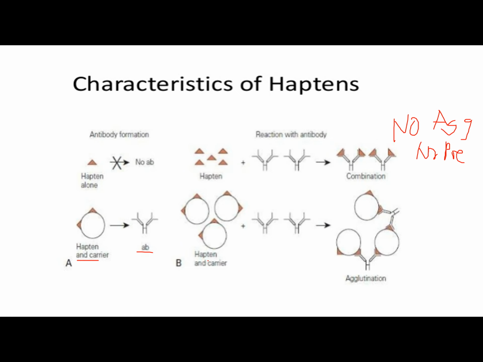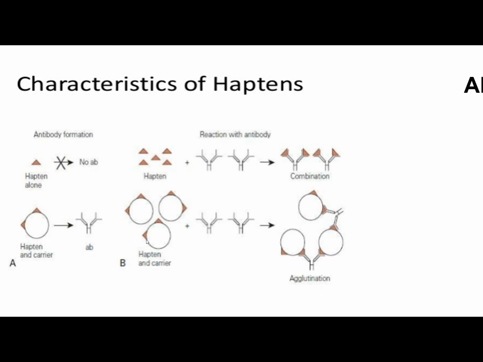But if you form a hapten and a carrier complex, it would also attach to the antibody, and there's a possibility that it could cause agglutination, just like this. So the carrier is very necessary if you want to induce agglutination.